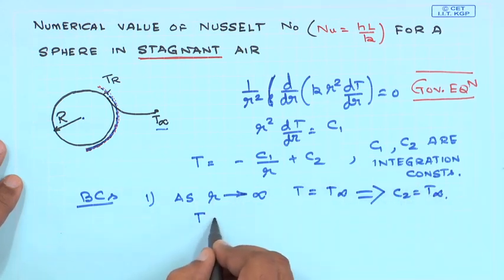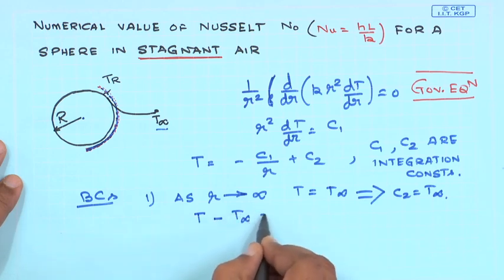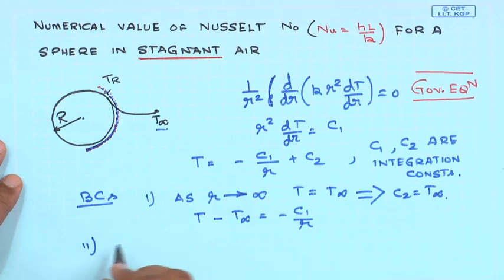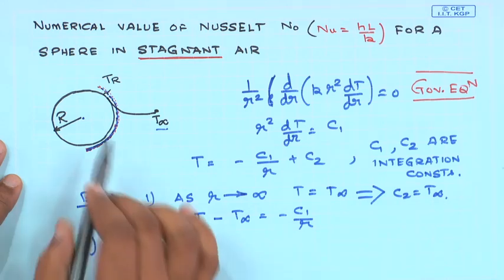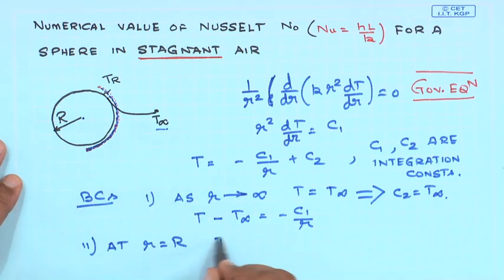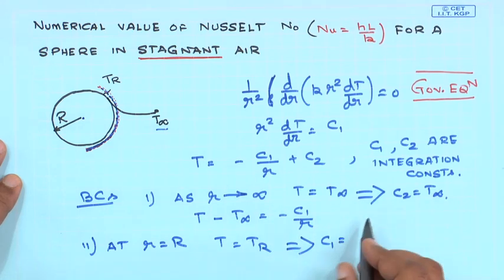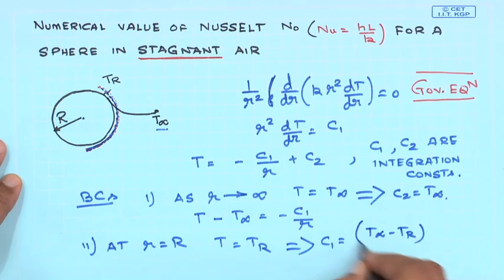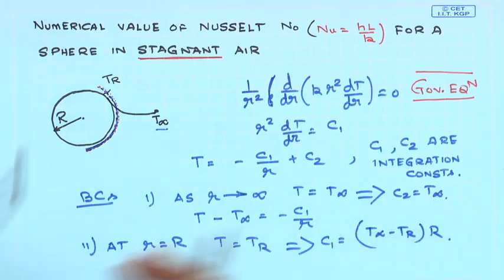Therefore, the equation becomes T minus T infinity is equal to minus C1 by r, and the second boundary condition would tell you at r equals capital R, that means on the surface of it, T is equal to T_R, which would give you C1 to be equal to T infinity minus T_R times R. So, these are the two integration constants which you can evaluate by using appropriate boundary conditions.